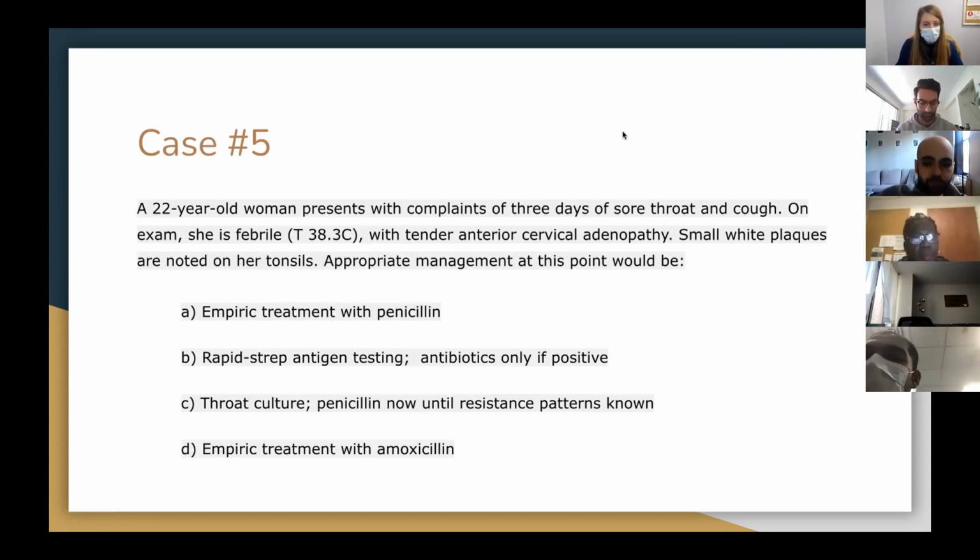Yes, the answer is B, rapid strep test, and if positive, treat. Because she has, what does she have? She has the fever, that's 1, adenopathy, that's 2, and then she has the plaques, that's 3, but she has a cough, so that's -1. So she has fever, cervical adenopathy, and plaques, so she has 3 points. If you take a point off for the cough, then it's 2. That's still 2 to 3. So she should have the rapid test, and if positive, then you go ahead and treat her.